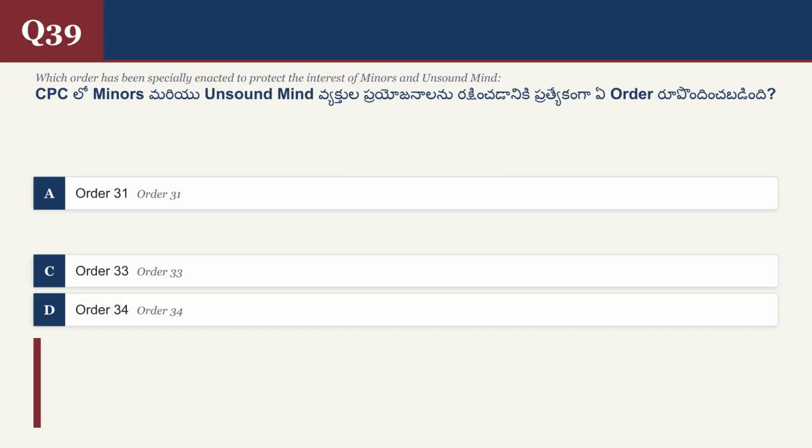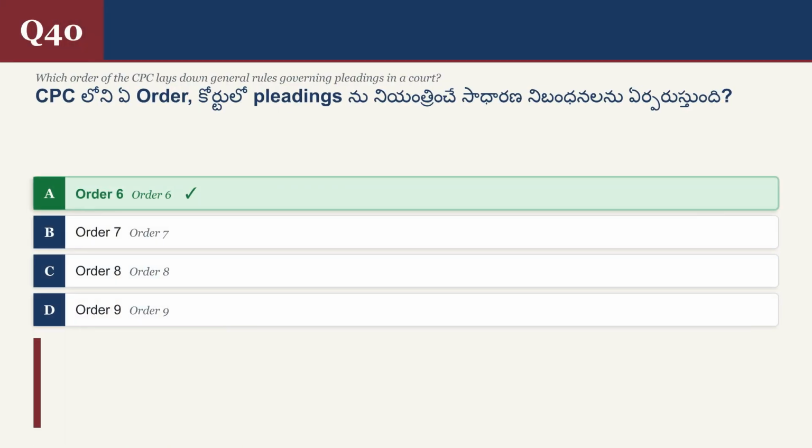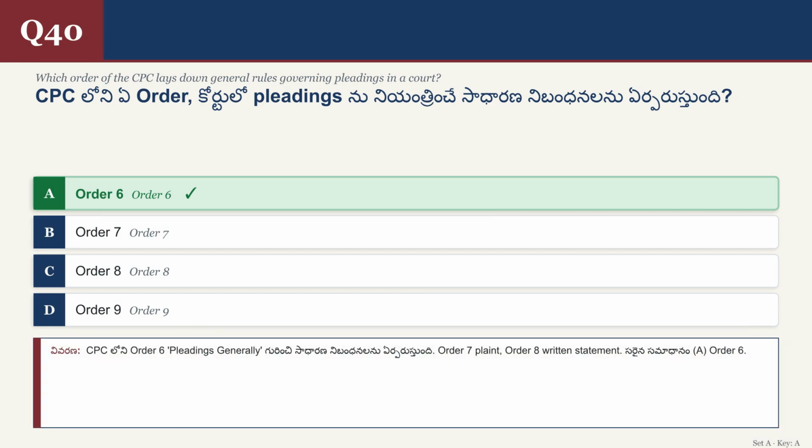Question 39 asks which CPC order was specially enacted to protect the interest of minors and persons of unsound mind. The correct answer is B, Order 32. Question 40 asks which order of the CPC lays down general rules governing pleadings in a court. The correct answer is A, Order 6.